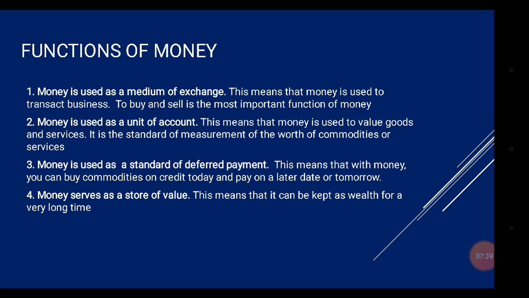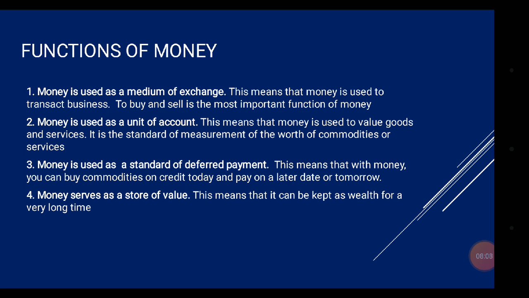And it is the standard of measurement of the worth of commodities. So if you want to know the worth of this phone, it is measured in money. If you want to know the worth of your book, it is measured in money. If you want to know the worth of your shirt, it is measured in money. If you want to know the worth of a building, it is measured in money. So to say money is used as a unit of account means that it is the standard of measurement of the worth of commodities or services.